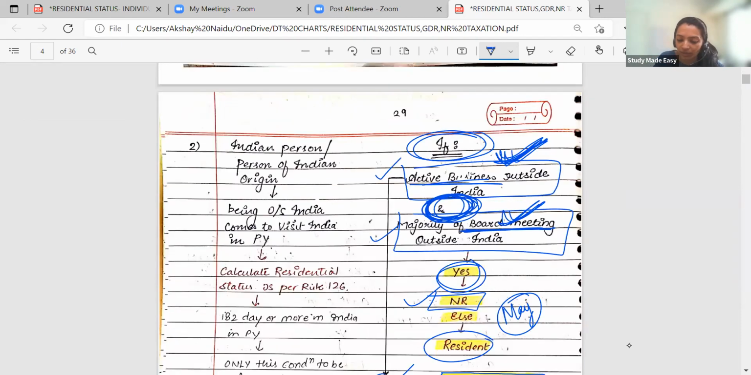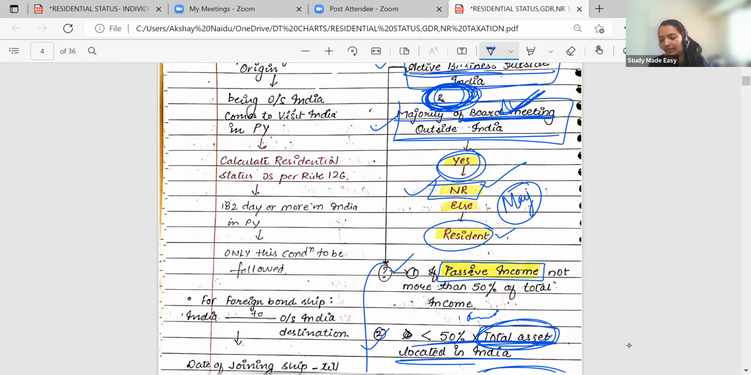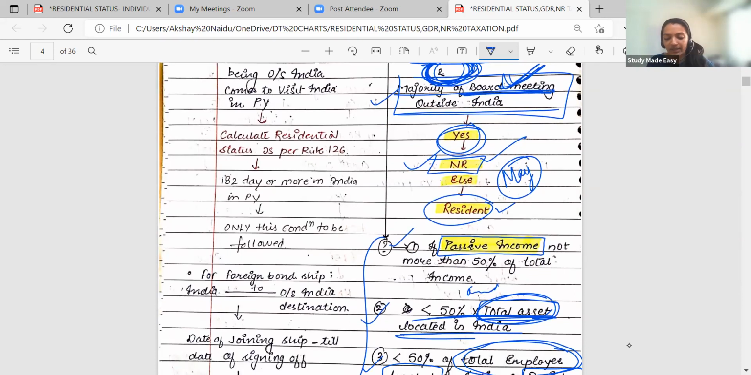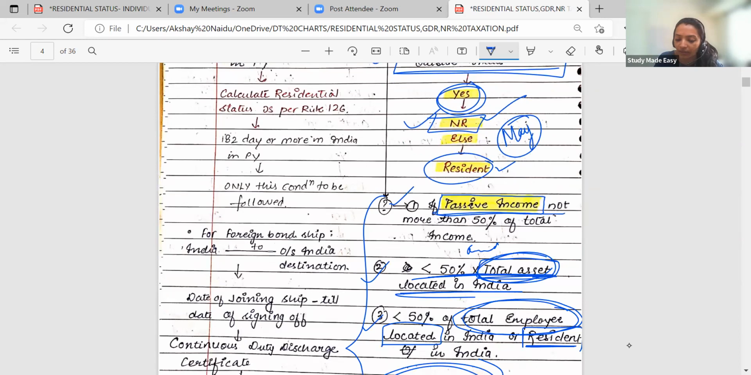What is the test of POEM? The test of POEM is: if active business is outside India and the majority of the board meetings are both outside India, then he is non-resident, otherwise he is a resident. How to check all these things, that is, whether your business is active business outside India? Check if passive income is not more than 50% of your total income. That means you have a majority of active income only.